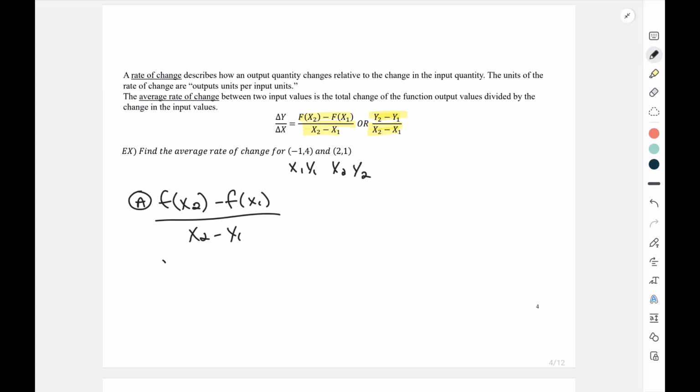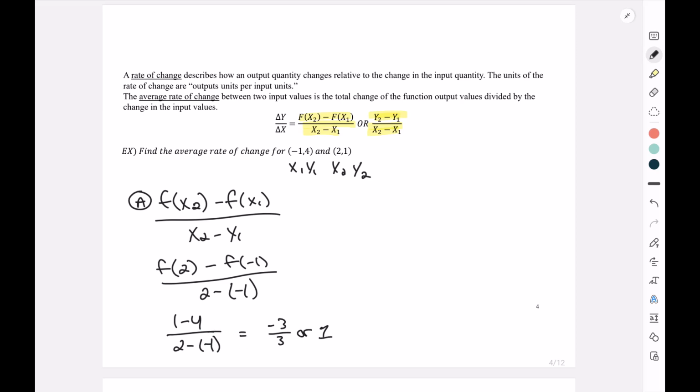We know that for an input of 2, and we're also going to have an input of -1, all over 2 minus -1. If we plug in the values for this, we know that we're going to have 1 minus 4 all over 2 minus -1, and our slope would be -3 over 3, or just -1.